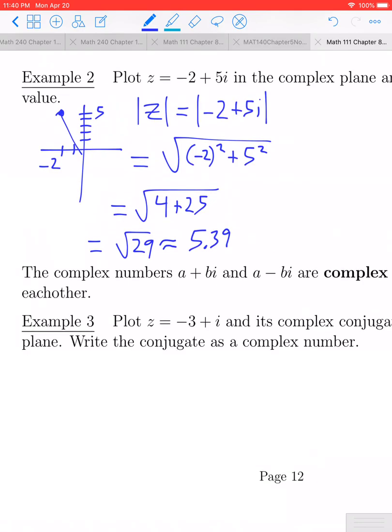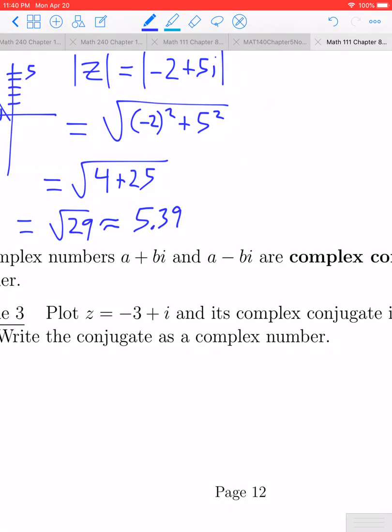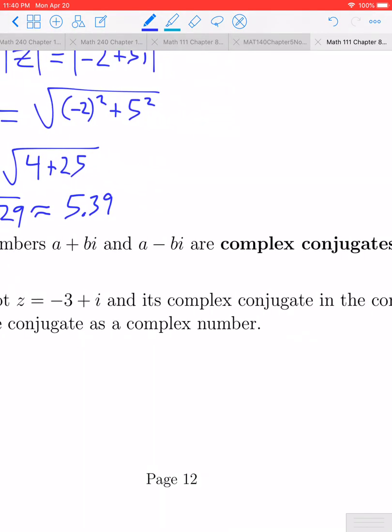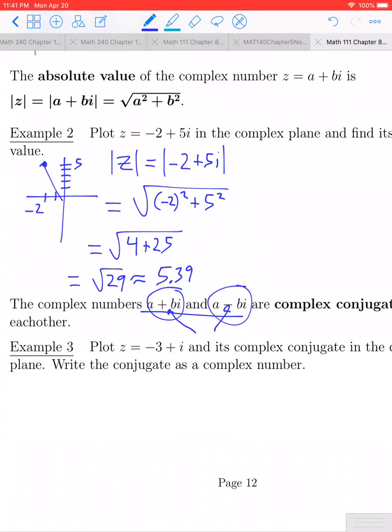Oftentimes, one of the things that's helpful when we have a complex number is to define its complex conjugate. The complex numbers a plus bi and a minus bi are referred to as complex conjugates. So the only thing that they differ in is the sign of their complex part. Each of them has two terms. If you're simply changing the sign in between the two of them, that's what gives us the complex conjugate.